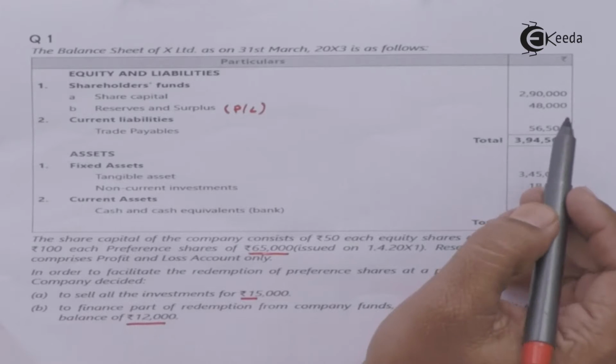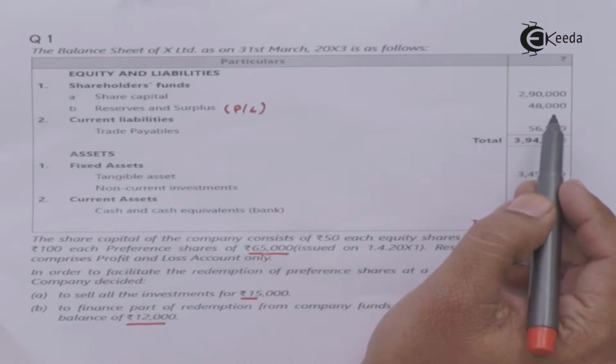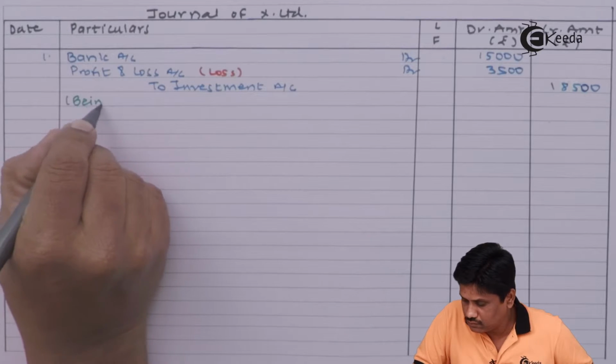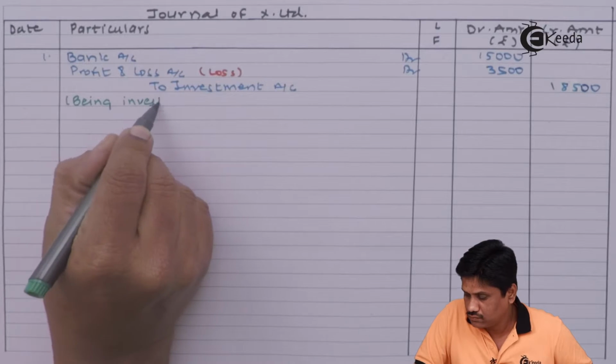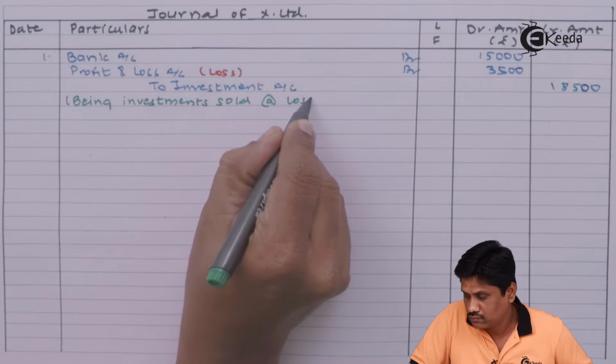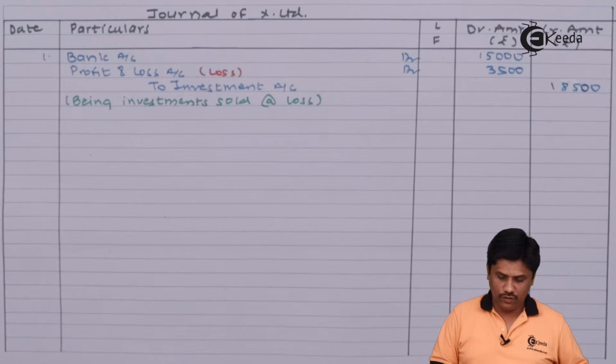So your P&L account originally was standing at rupees 48,000. Now it will reduce by 3,500. So availability will come down by that amount. That is the only understanding. Being investment sold at loss.